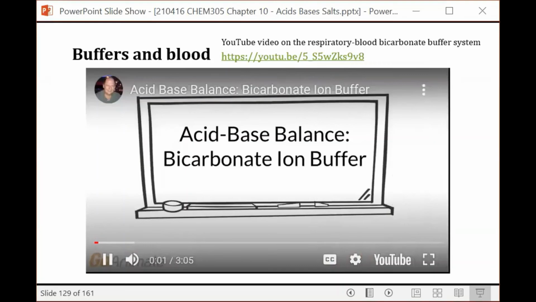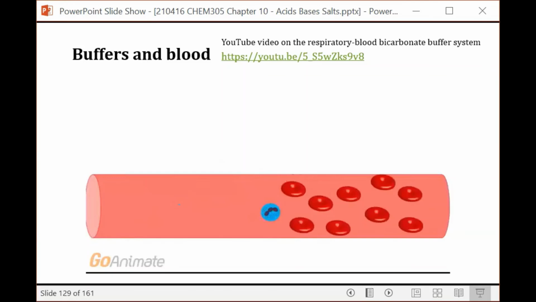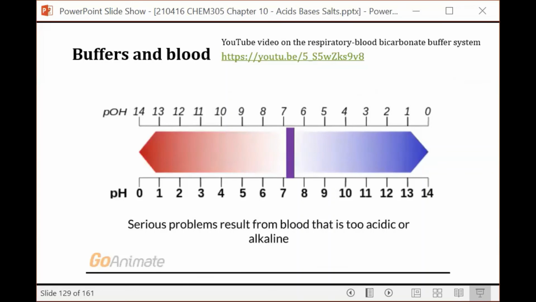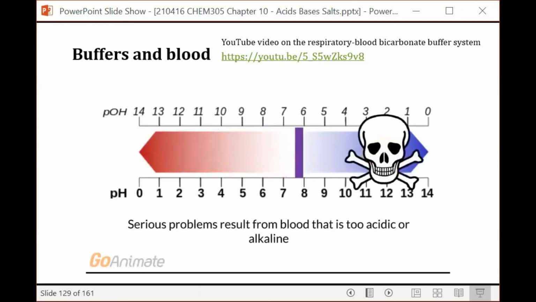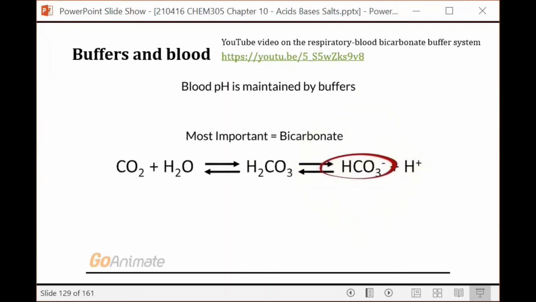Let's learn about the bicarbonate buffer system. Blood is maintained at a narrow range of pH, which is between 7.35 and 7.45. Serious problems result from blood that is too acidic or alkaline. Abnormal pH can lead to coma and death. One of the ways by which the body maintains the blood pH is through buffers. The most important buffer in the blood is the bicarbonate ion buffer.